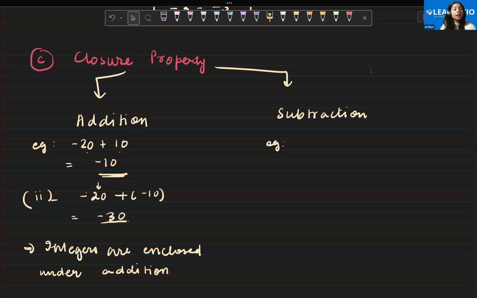All right. So none of you were paying attention when I explained what closure property is. What did I say about closure property? When you add two integers, the answer or the sum is also an integer. That is what closure property is. It's not like you're adding two integers and your answer is coming in decimal or in fraction. If that was the case, then the integers would not be enclosed under addition. But when you're adding two integers, the answer is also an integer.